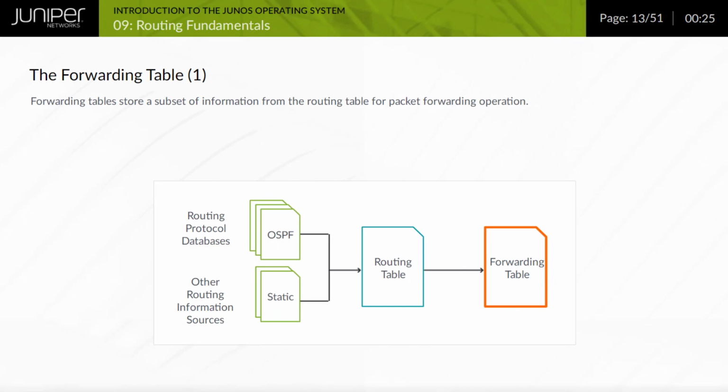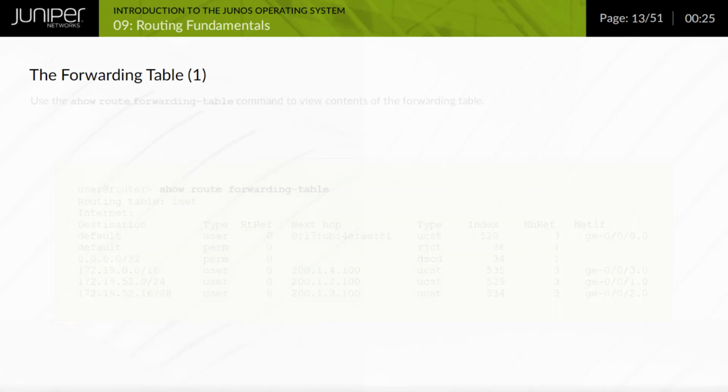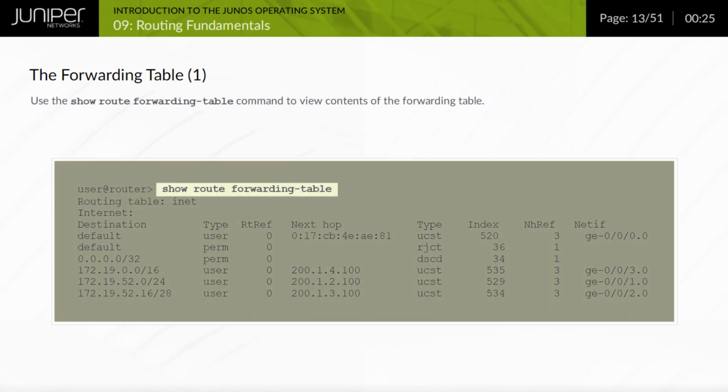The forwarding table stores a subset of information from the routing table. Within the forwarding table, you can find the details used by a device running the Junos OS to forward packets, such as the learned destination prefixes and the outgoing interfaces associated with each destination prefix. You use the show route forwarding-table CLI command to view the forwarding table contents.